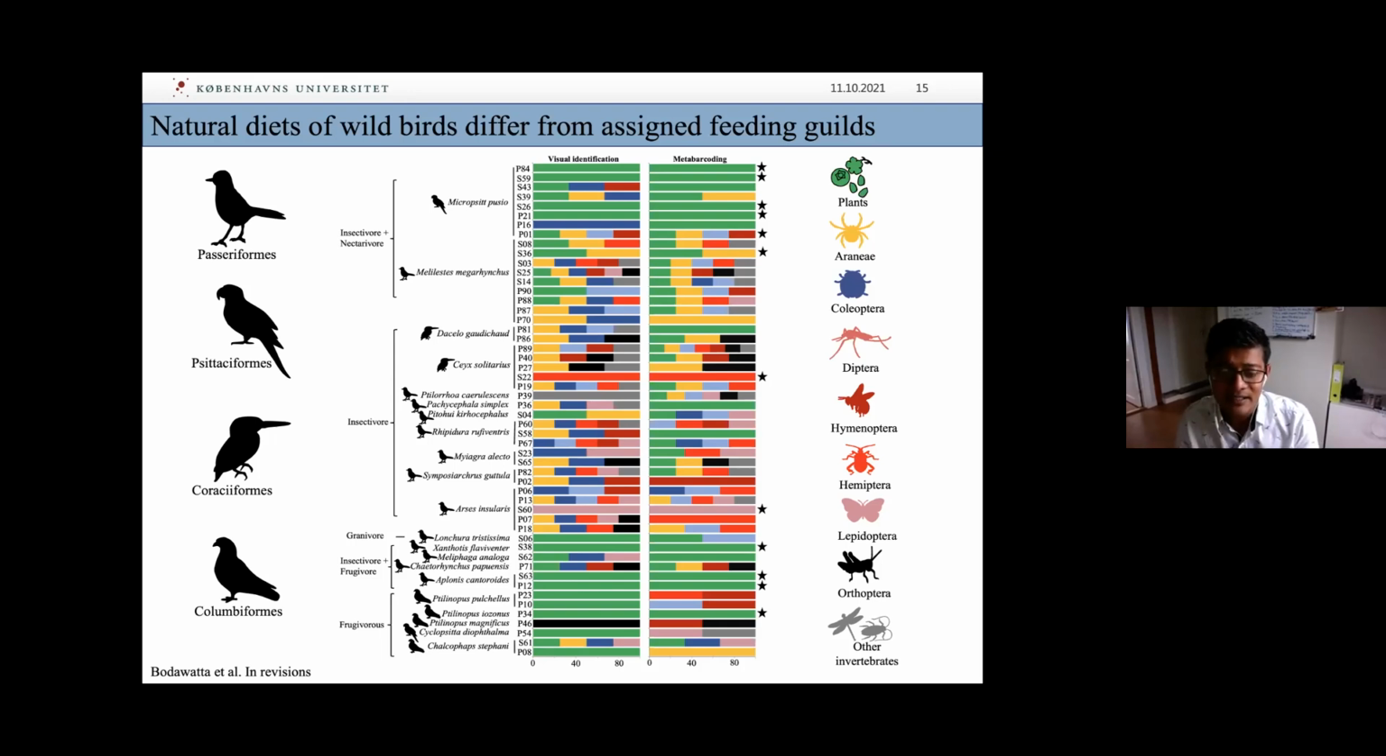And this shows the importance of, when we investigate the natural diets of wild birds, we need to utilize multiple methods to correct for inherent biases in these different methods we use. So now I will show you only the cloacal microbiomes of this study.